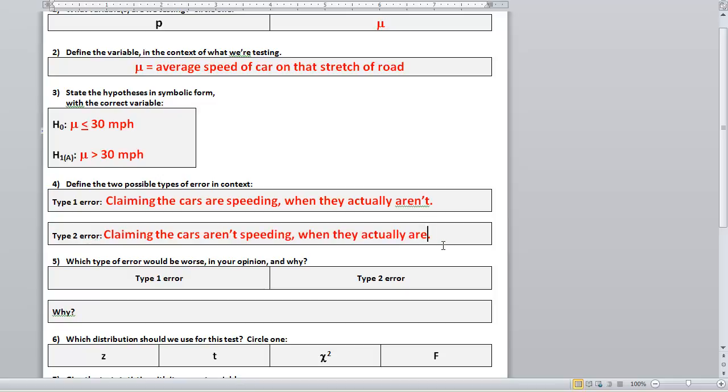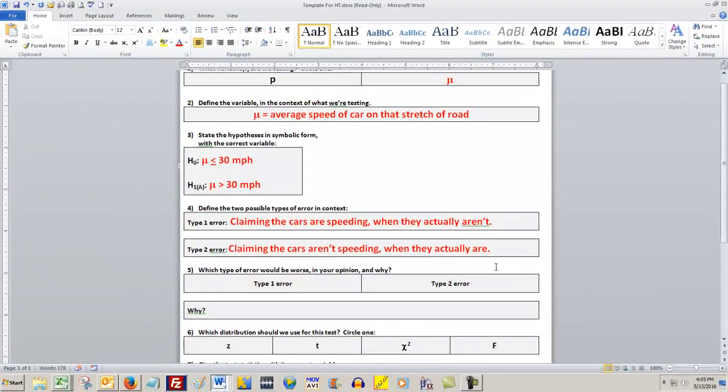I'm going to let you decide which one of those two you think is worse. I have my opinions, but I do not want my opinions to influence yours. So I'm going to let you decide which one you think is worse in that scenario. And it's okay, whatever one you say, as long as you back it up with good logic.